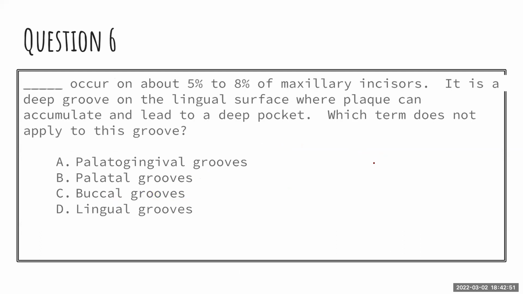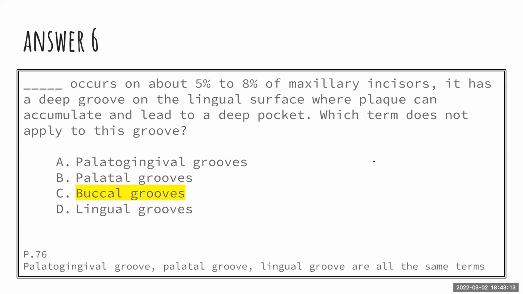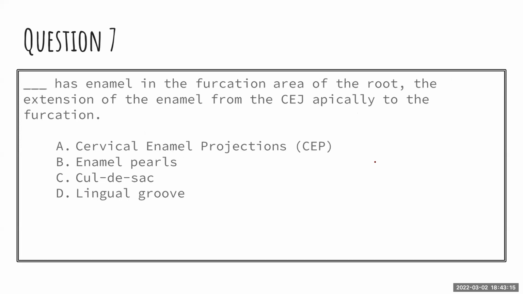Okay, blank occurs on about 5 to 8% of the maxillary incisors. It is a deep groove on the lingual surface where plaque can accumulate and lead to a deep pocket. Which term does not apply to this groove? Buckle? The buckle, yay! It's a palatal gingival.